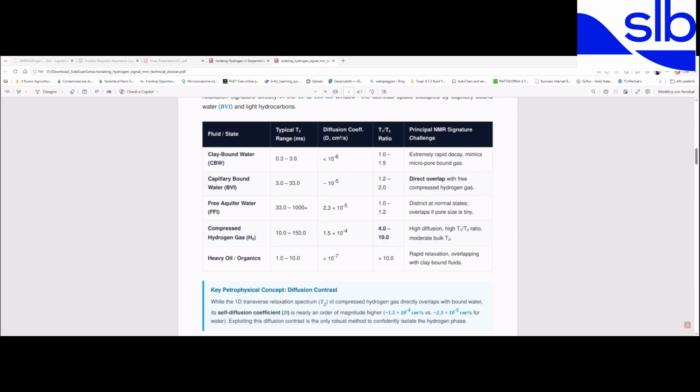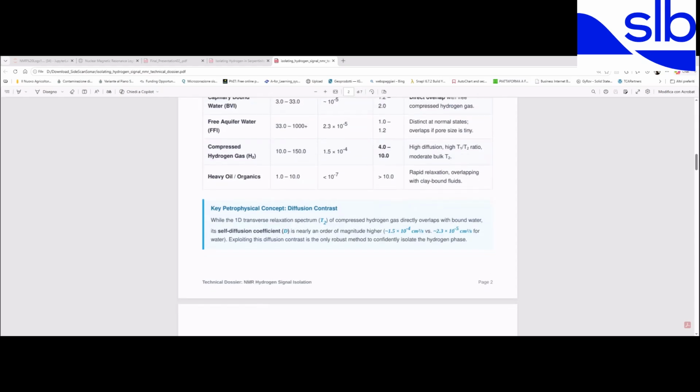For compressed hydrogen gas, you have a typical range between these values. The diffusion coefficient is much different from the other coefficients. The ratio between T1 and T2 is between 4 and 10, high diffusion and ratio moderate. For heavy oil organic, you have a really high diffusion coefficient, and typical T2 relaxation is between 1 and 10. So rapid relaxation overlapping with clay boundary fluids.